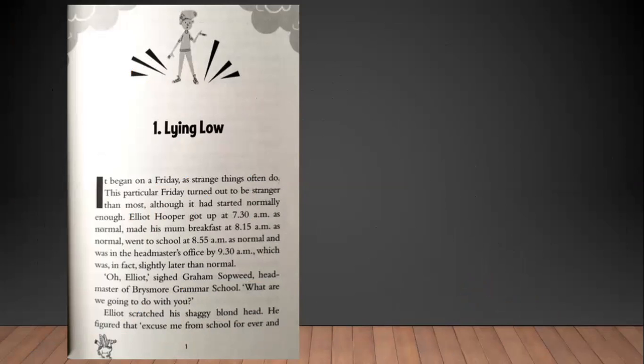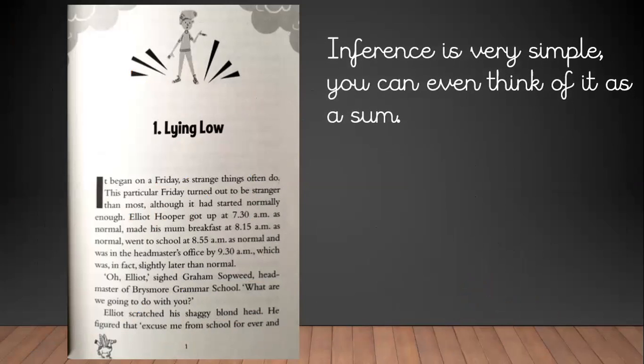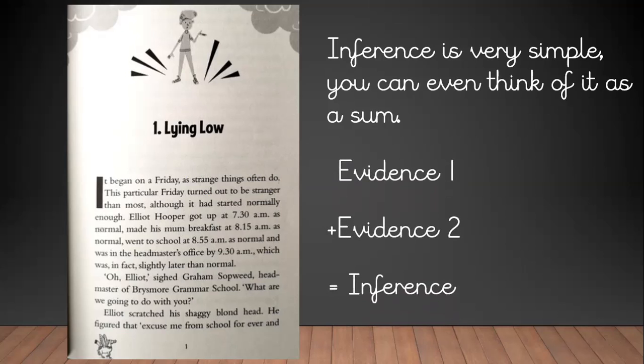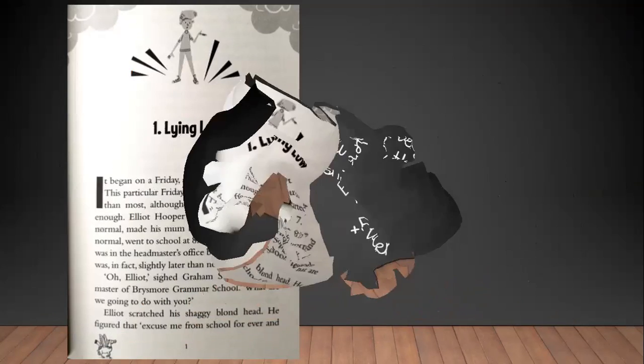So when we're talking about inferences, it's very easy to think that they're complicated and to get stuck in a trap of thinking that they're a really convoluted and complex thing to do. But in reality, all you're really doing is essentially a sum. So you're doing one piece of evidence, add another piece of evidence, equals your inference. And that's all you're ever doing. So let's take a look at what that might look like for this first page.